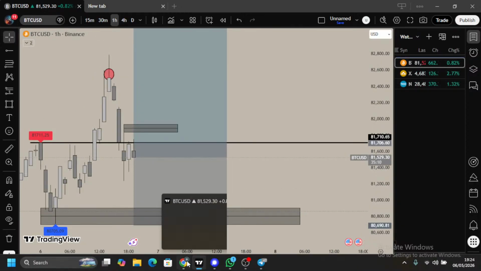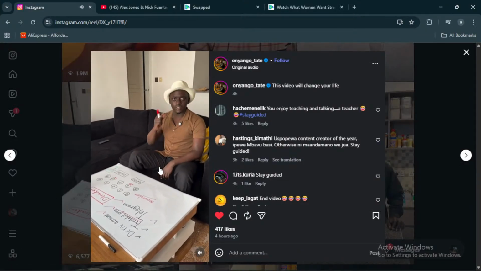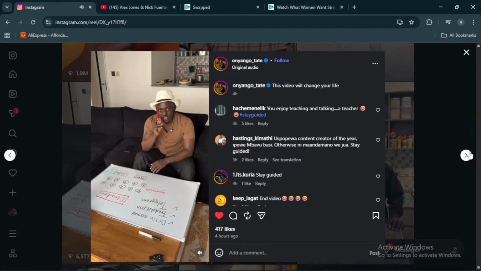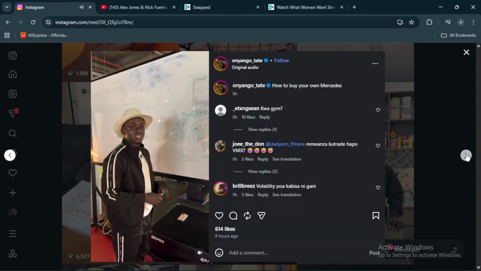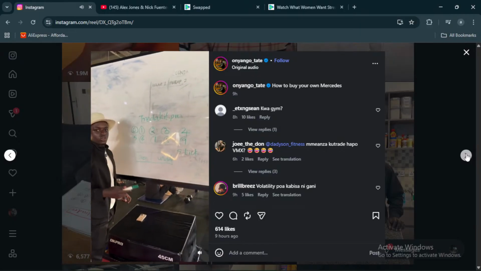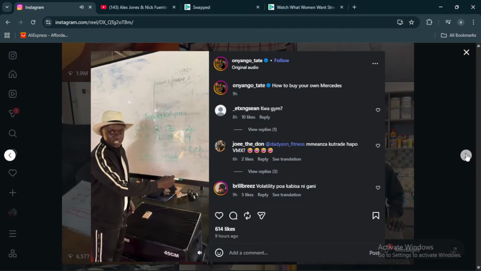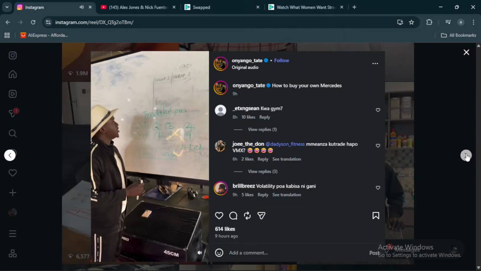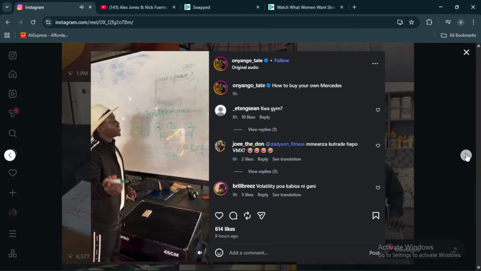Just have to wait a little bit. Exceptional trader. Stay guided. The moment you master this strategy, you'll buy your own Mercedes. So the first step is you create your Deriv account. Then you log into TraderKit.pro.